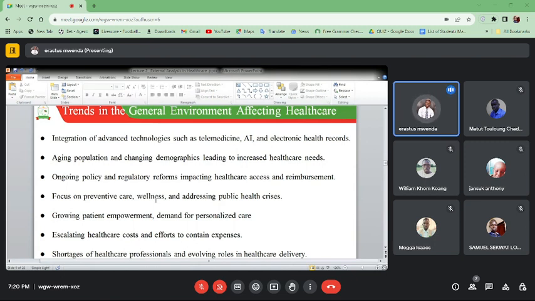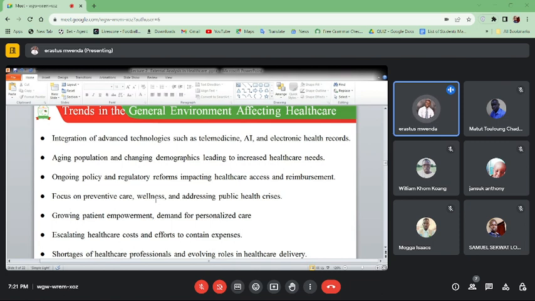And we also have a key focus now on preventive care, wellness, and the ability to address public health issues. I did mention them around pandemics, around natural disasters. Those are things that are now emerging, and we have to know as healthcare organizations how we are supposed to address them.